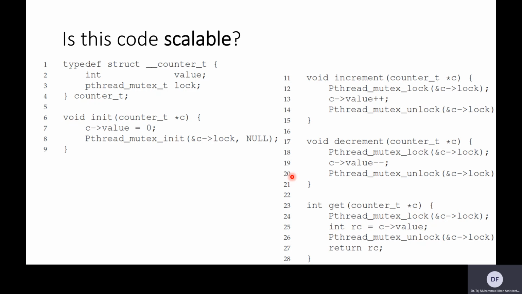Normally the idea of scalability is that as you put more resources on a problem, as you give more cores to a program, its performance should improve. If its performance improves with additional resources, additional hardware cores, then we say this code is scalable. If the performance remains the same, or if it degrades, then we say this code is not scalable.